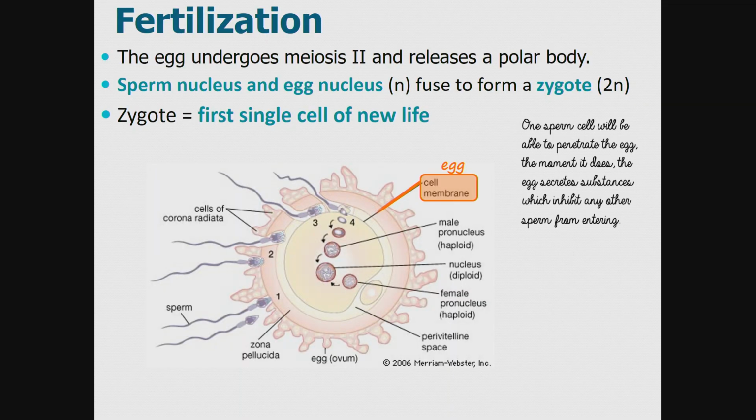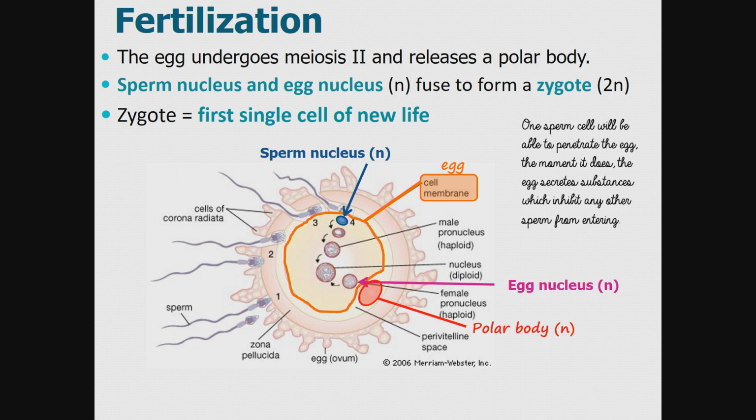Here we see the egg membrane. Sperm nucleus has entered. Right after that, the egg would undergo meiosis II, releasing a polar body. Then the egg nucleus would join with the sperm nucleus to form a zygote nucleus, which is 2N.